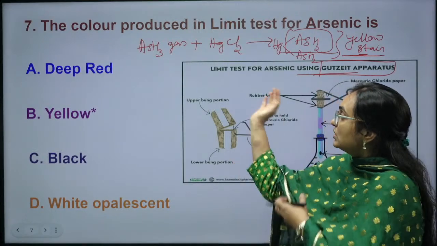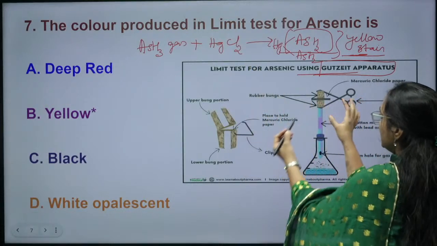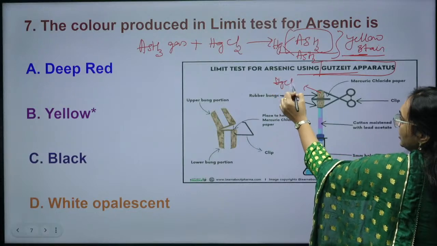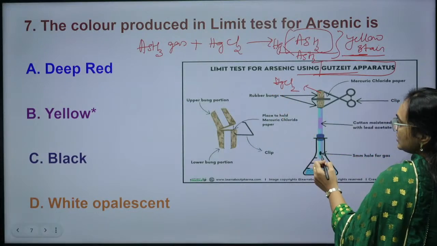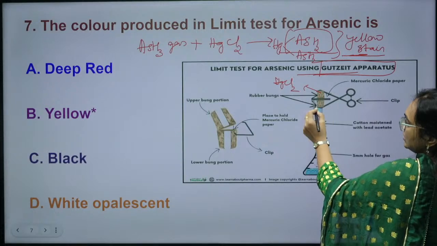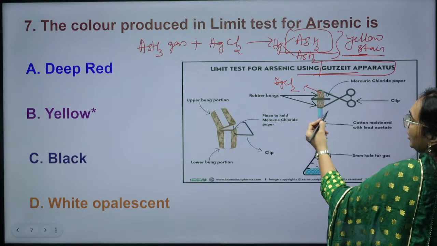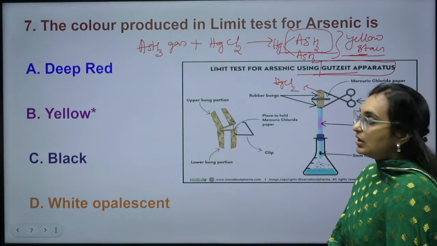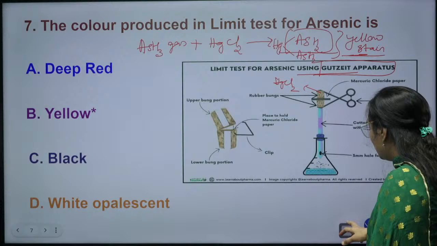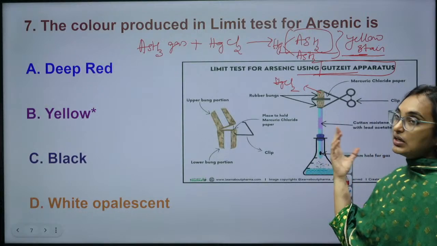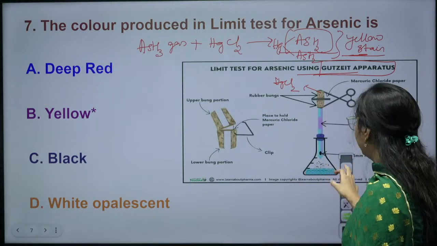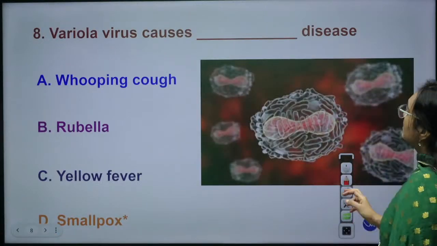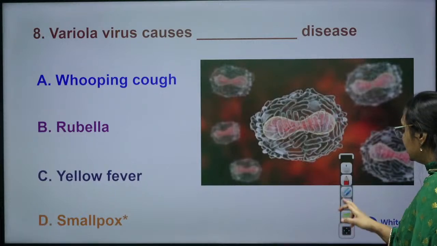This is the mercuric chloride paper. When the arsine gas from the sample touches this mercuric chloride paper, a yellow color stain will be formed. The intensity of this yellow color stain shows how much arsenic is present in the sample. So the answer is B. Next question, variola virus causes the disease.